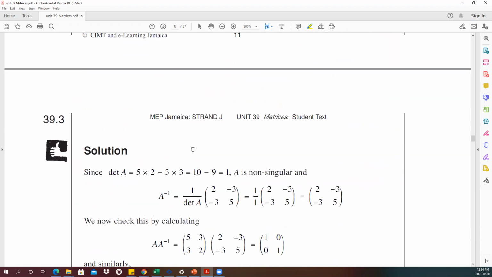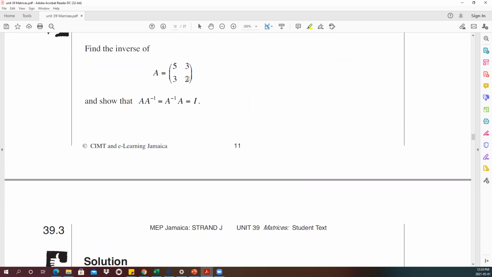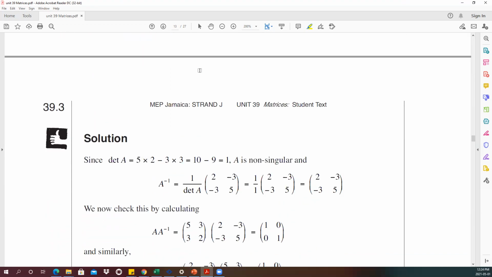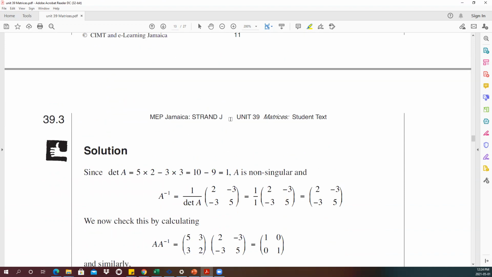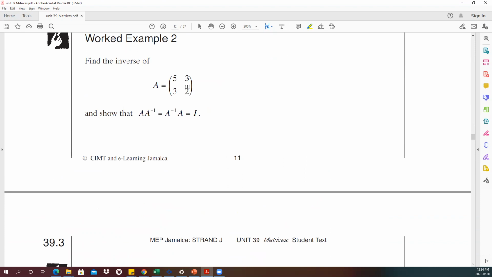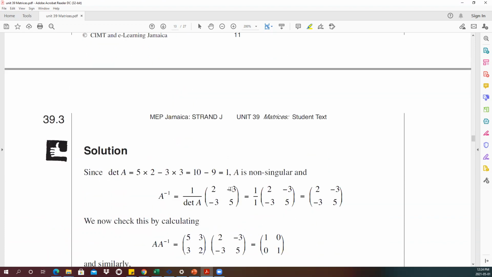So let's check it out. The determinant is this times this, so 5 times 2 is 10, minus 3 times 3, so 10 minus 9 gives you 1. So A is non-singular, that is, the determinant is not equal to 0. And of course, 1 over 1 is 1. Then you do the swap: you would have had 5 before and 2 here, so you just swap it, put 2 on 5, and then put a minus sign on the other diagonal.